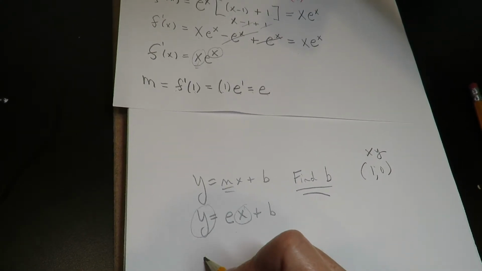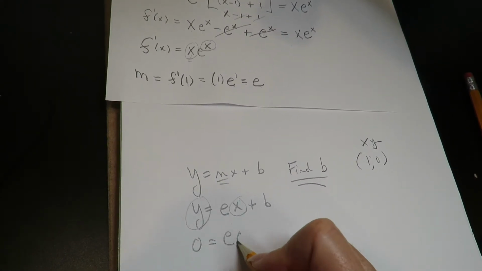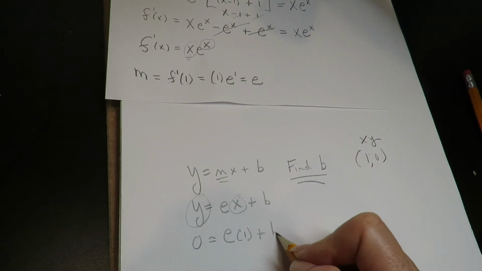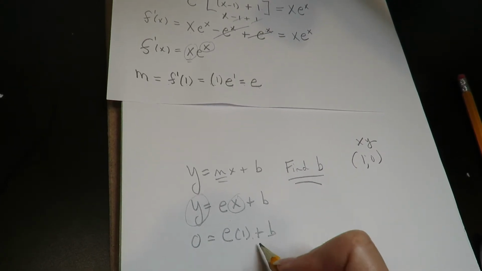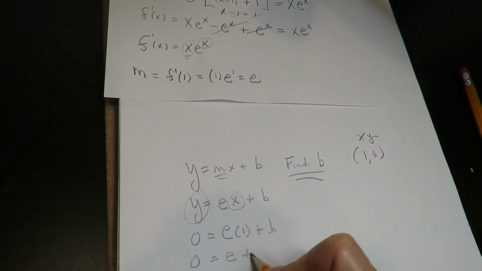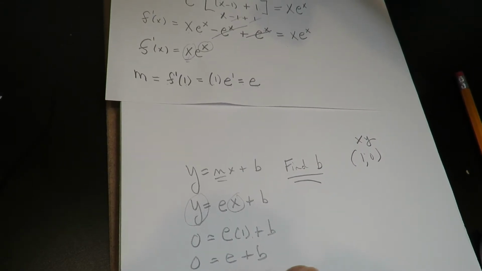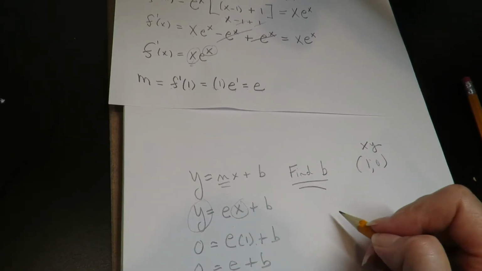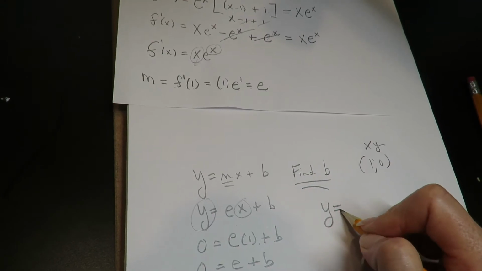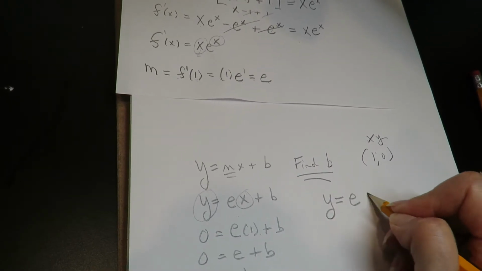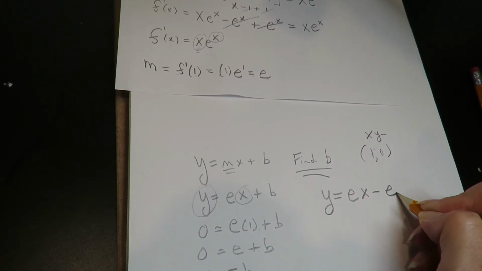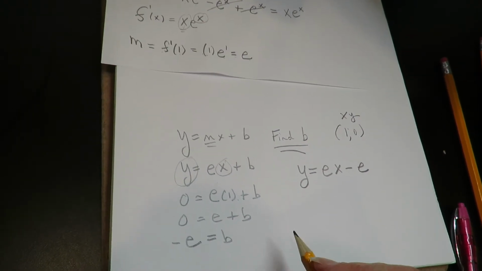So, to find b, I let y equal 0, x equal to 1, plus b. So therefore, if I solve this, b equals negative e. All right, so one way to write this answer is y equals ex minus e. That is one form to write the answer in.